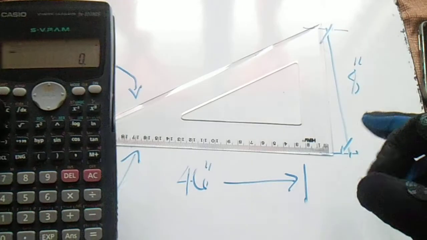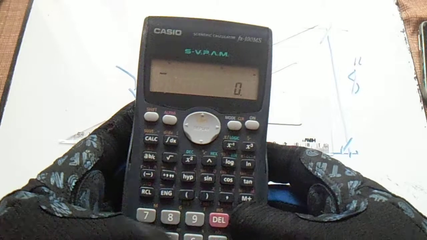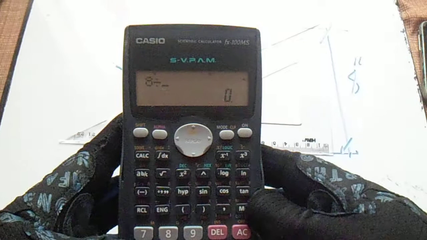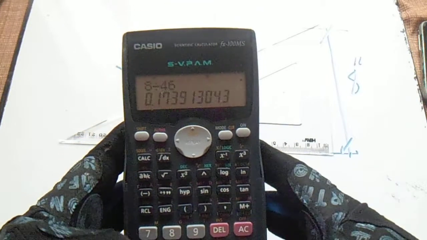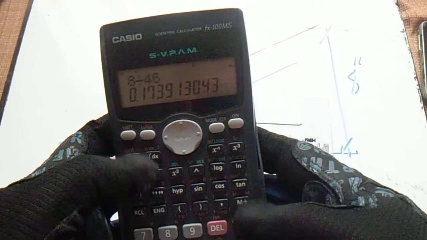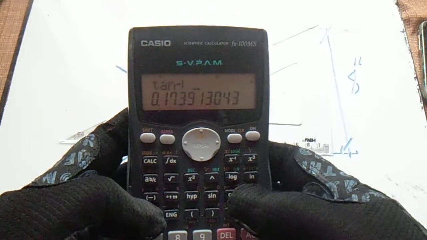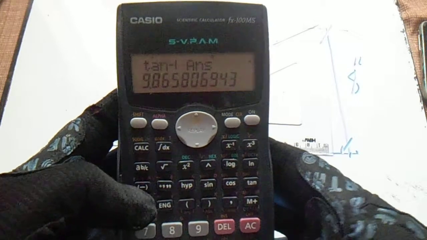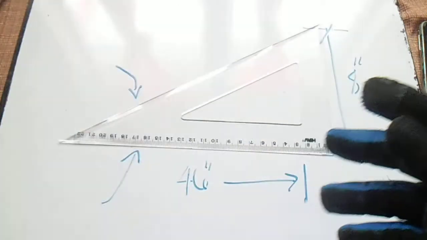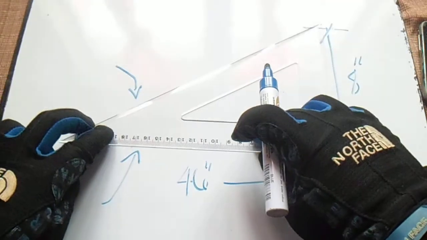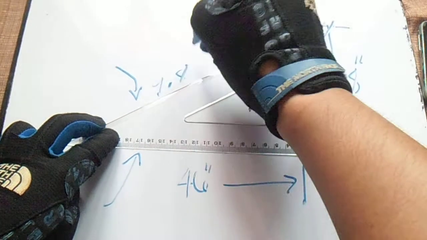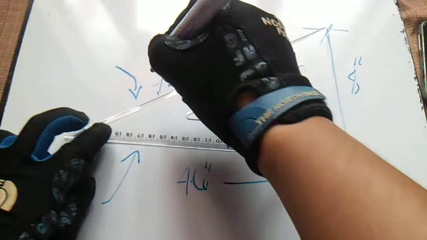To find that, just divide this 8 divided by 46 equals. So we have a 0.17, the shape was tangent. So we have a 9.8 degrees, okay. So this is our degrees for the slope. We have a 9.8 degrees.